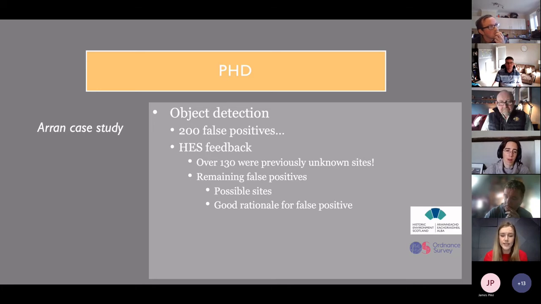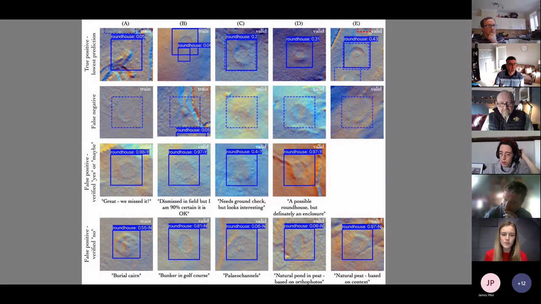So it was really successful to find new ones there. And the remaining false positives that were there were maybe sites, or they had a good rationale for being false positives. Here are some examples of that, where at the top we have examples that were correctly predicted, but had very low confidence from the AI. You can see that they are not the most obvious roundhouses, so it makes sense that the AI wasn't fully confident that these were sites.